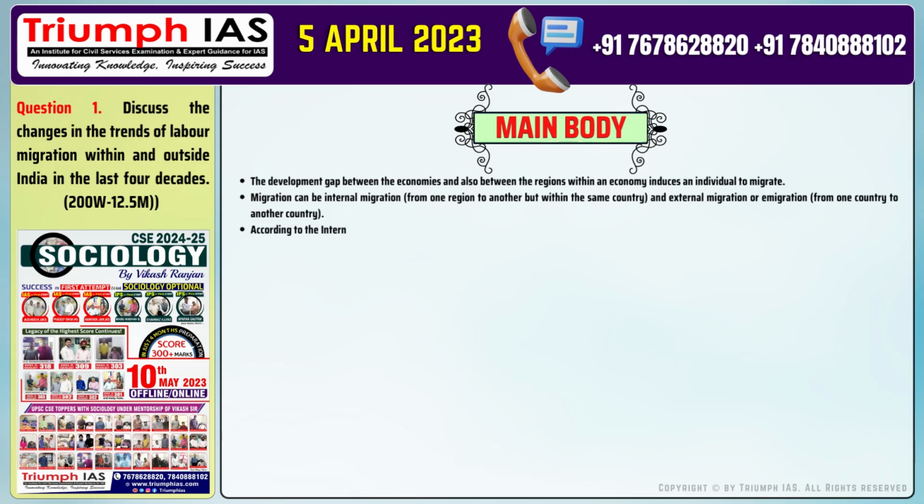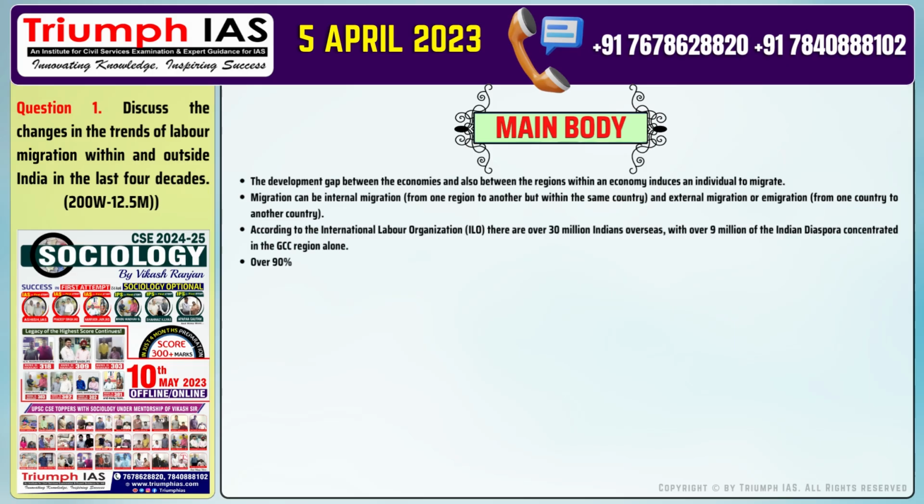Number 3. According to the International Labour Organization, ILO, there are over 30 million Indians overseas, with over 9 million of the Indian diaspora concentrated in the GCC region alone. Number 4. Over 90% of Indian migrant workers, most of whom are low and semi-skilled workers, work in the Gulf region and Southeast Asia. Trend of labor migration outside India.